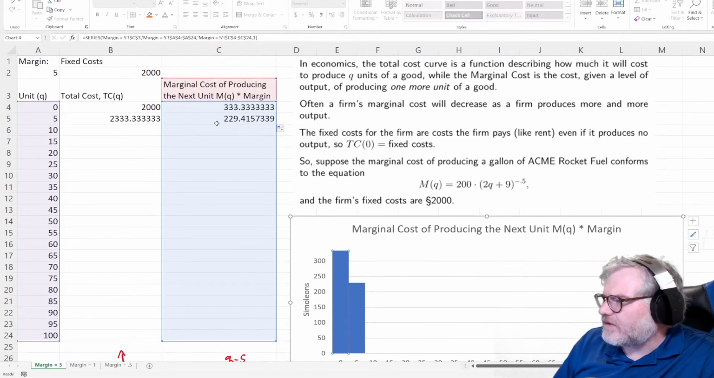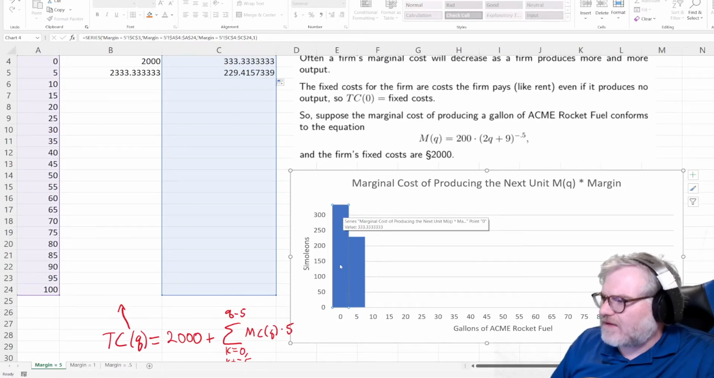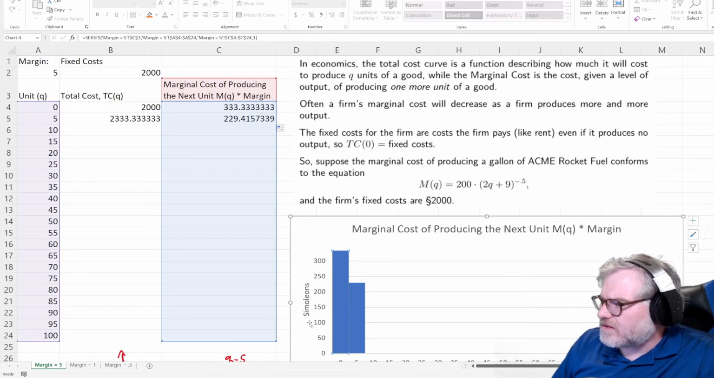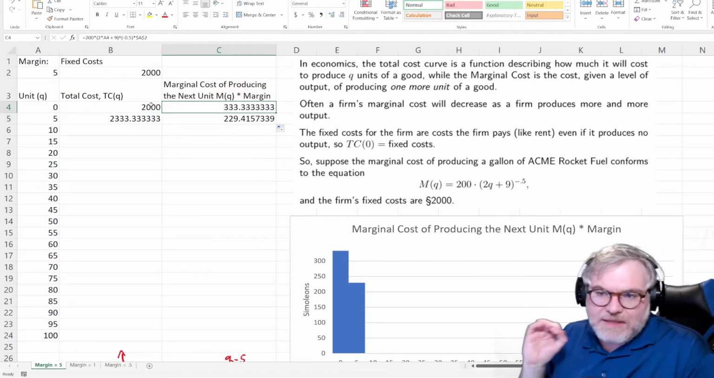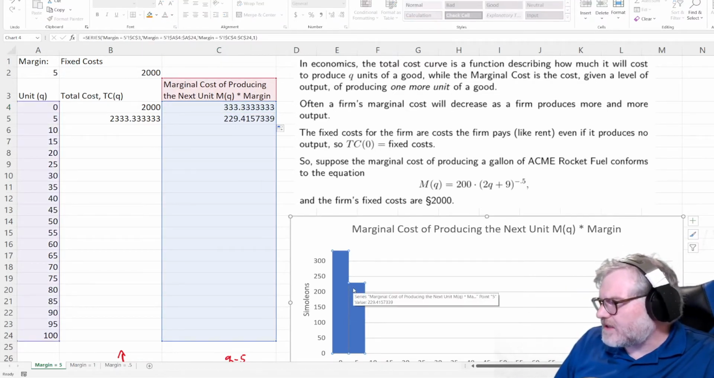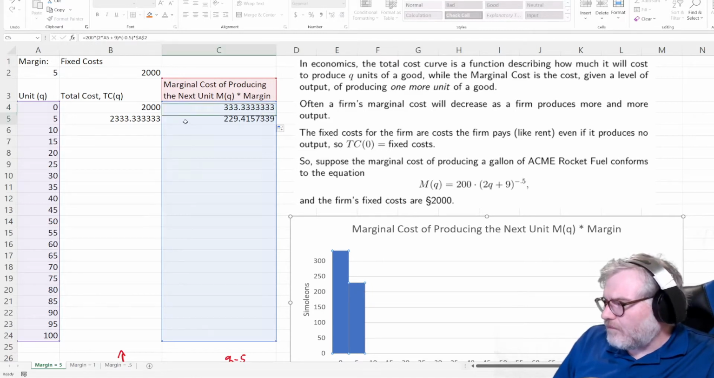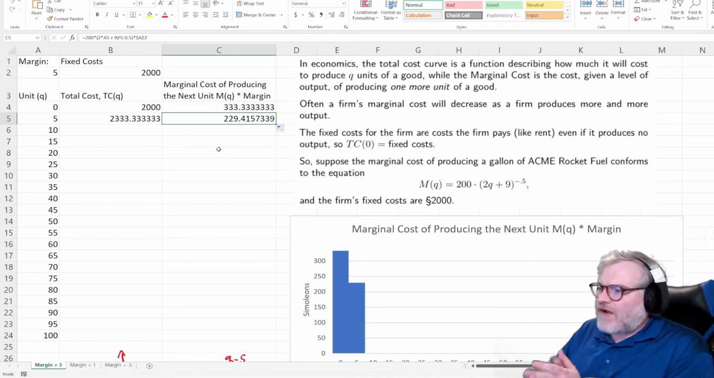I had this 333.33 simoleons, and then I multiplied it by 5. So the area of this rectangle here represents the marginal cost of producing the next 5 units if I'm not producing any, or the first 5 units. Likewise, this little rectangle represents the marginal cost of producing the next 5. So it could go from 5 to 10.